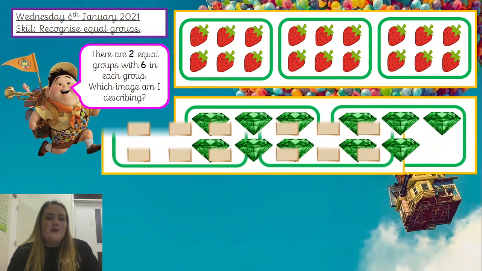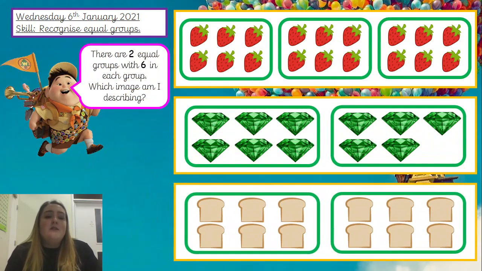Okay, so the next one then, Russell has got 3 images. So he has grouped lots of different items. So there's strawberries in the first one, emeralds in the second one, and some toast in the last one. And he has said, his STEM sentence says, there are 2 equal groups with 6 in each group. So I want you to have a think, which image is he referring to? Which image is he describing with there being 2 equal groups with 6 in each group? So pause the video and then unpause it when you think you know the answer.